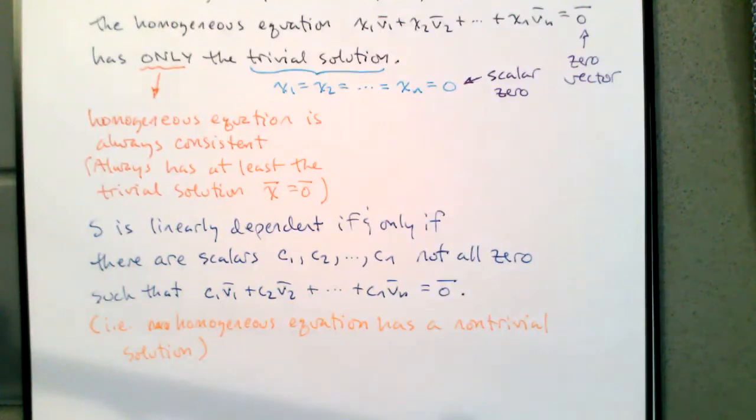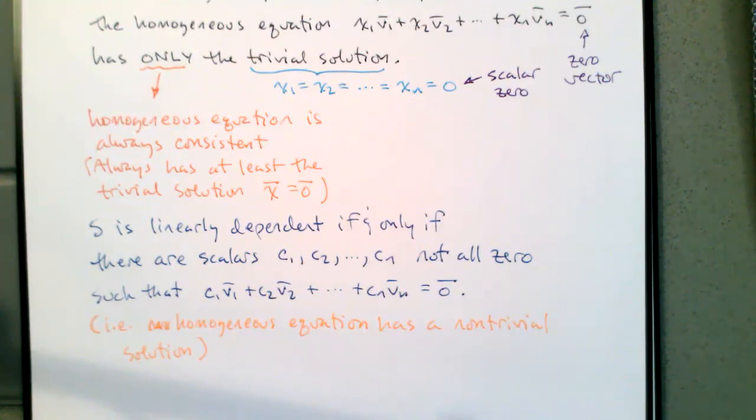So we want to think of dependence and independence in terms of this homogeneous equation. We're making a linear combination of the vectors. If the only way to make a linear combination of those vectors equal to the zero vector is to zero out all the coefficients, zero out all the weights, that's a linearly independent set. If there's a non-zero combination of those vectors that's equal to the zero vector, then the set is linearly dependent.